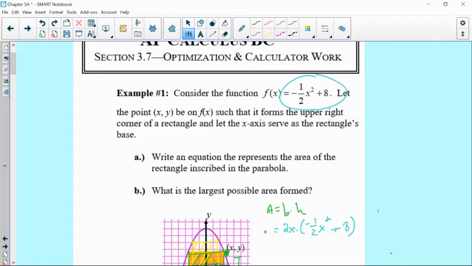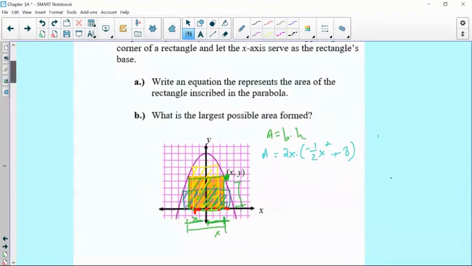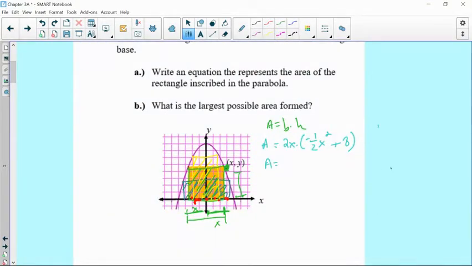So I can get an equation that represents area. My area is equal to, well, if I distribute, that would be just negative x cubed, because 2 times a half would cancel, plus 16x. That looks like a terrible 16. Let me erase that and try again. Plus 16x. There we go.